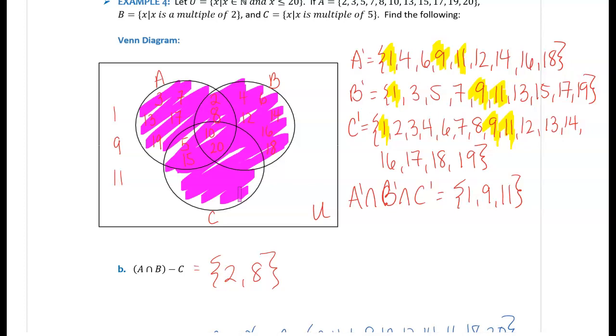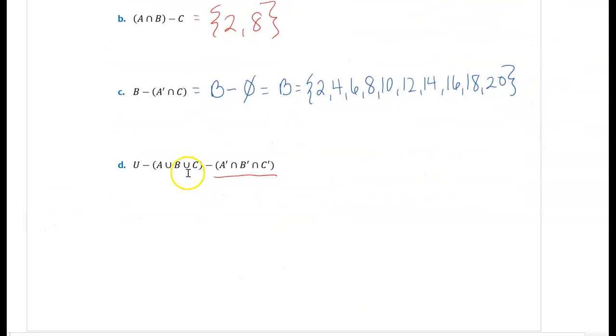And our problem says we need to take those out also. So if I take those out also, what am I left with? Well, there are no elements. So what that means is we have a solution of the empty set. This concludes example 4.